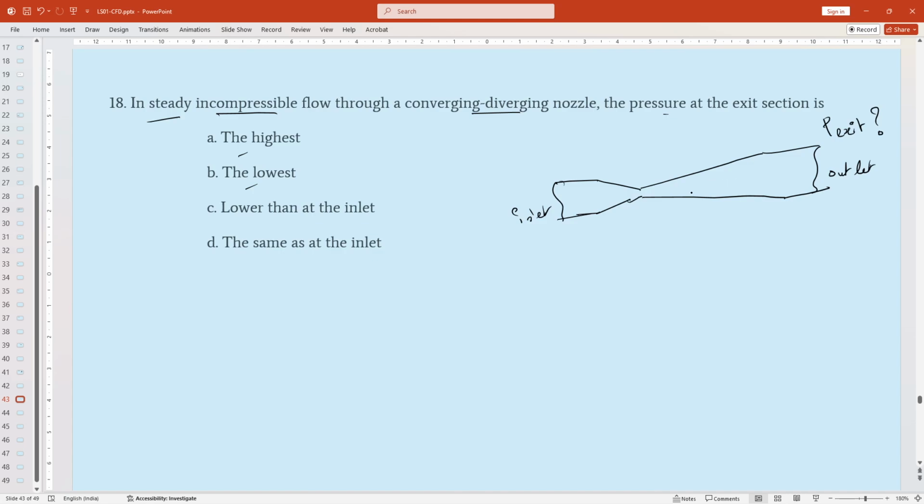Assuming this is a converging diverging section. For a converging diverging nozzle, the diverging part will be much longer than the converging part. So what will be the pressure at the exit? Is it the highest, lowest, or lower than the inlet, or same as that of the inlet? You can inbox your answers.